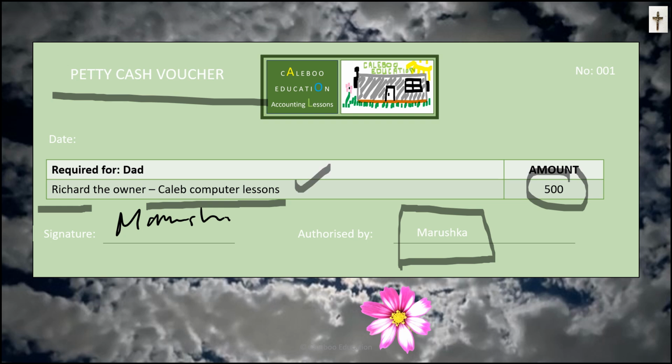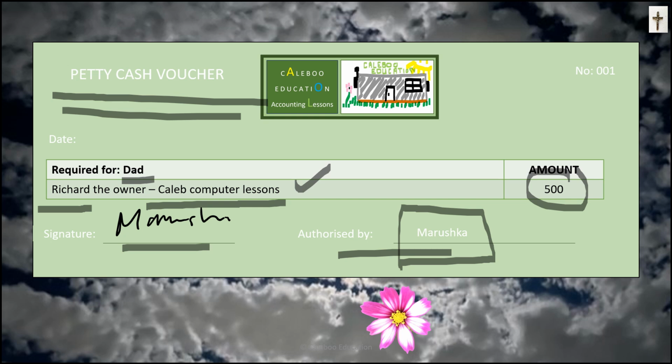And then this was signed here by Marushka, saying that this is okay. She's in charge of the petty cash, and I required the money to pay for Caleb's computer lessons. The petty cash voucher is used to record transactions that go into the petty cash journal.